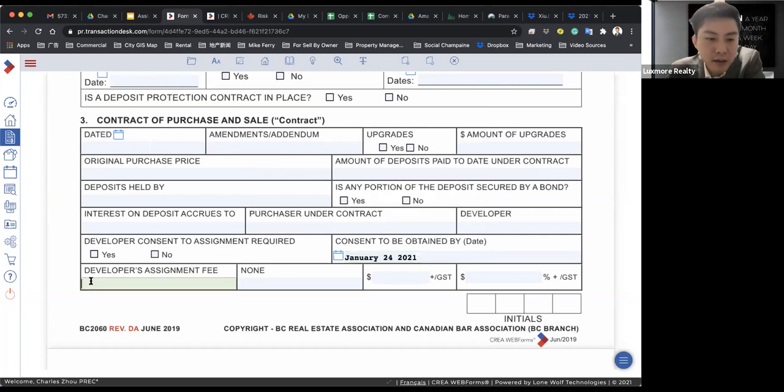The last part is the developer's assignment fee. For the assignment fee, you'll see the assignment terms in the original agreement. It'll say how much, or a percentage, or sometimes free. I've seen free a lot of the time when the market is not good. So you just have to read the original agreement to find out.